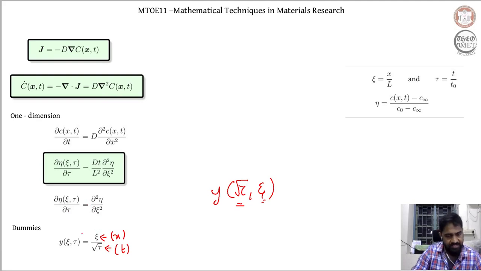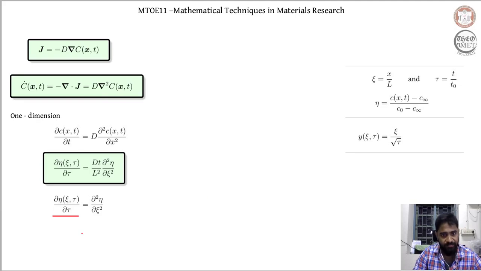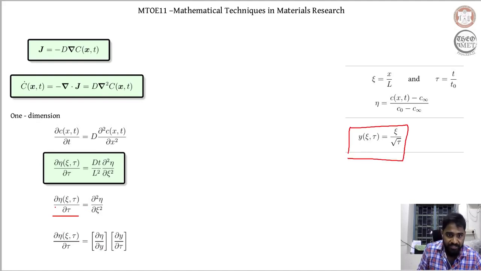So using this dummy variable, when I solve this term here, I can rewrite it as something like this. I introduce my dummy variable and consider the left hand side of the PDE that I would like to solve. Using the dummy variable and the chain rule, the left hand side of the PDE can be expanded like this.